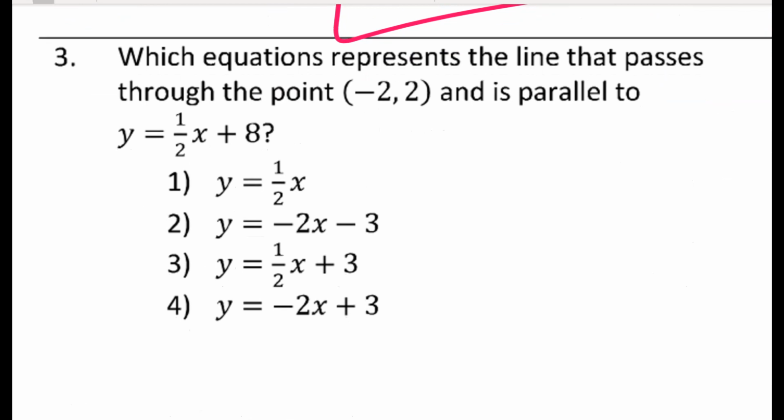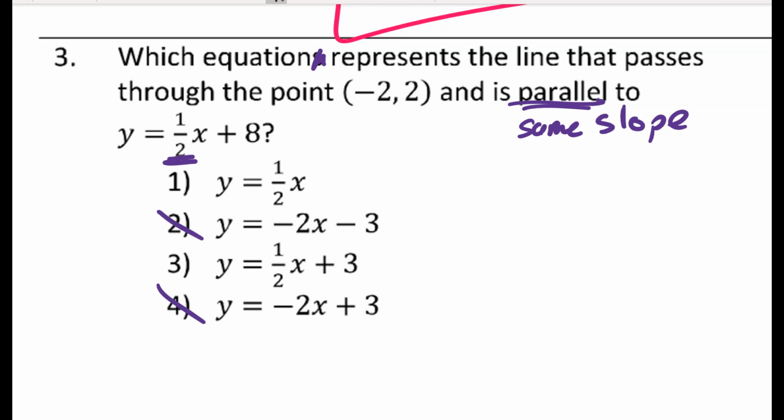For number 3, which equations represent the line? That should just say equation. Which equation represents the line that passes through the point negative 2, 2, and is parallel, remember that just means it has the same slope, as y equals 1/2 x plus 8? Well, first off, I could rule out 2 and 4 because they don't have a slope of 1/2. Remember, the slope is that number that's being multiplied to x there.